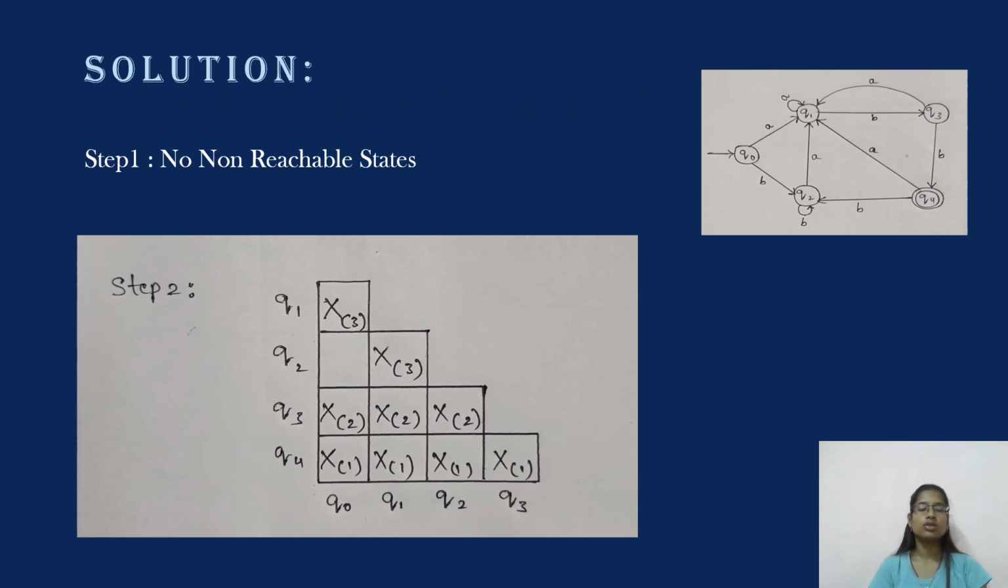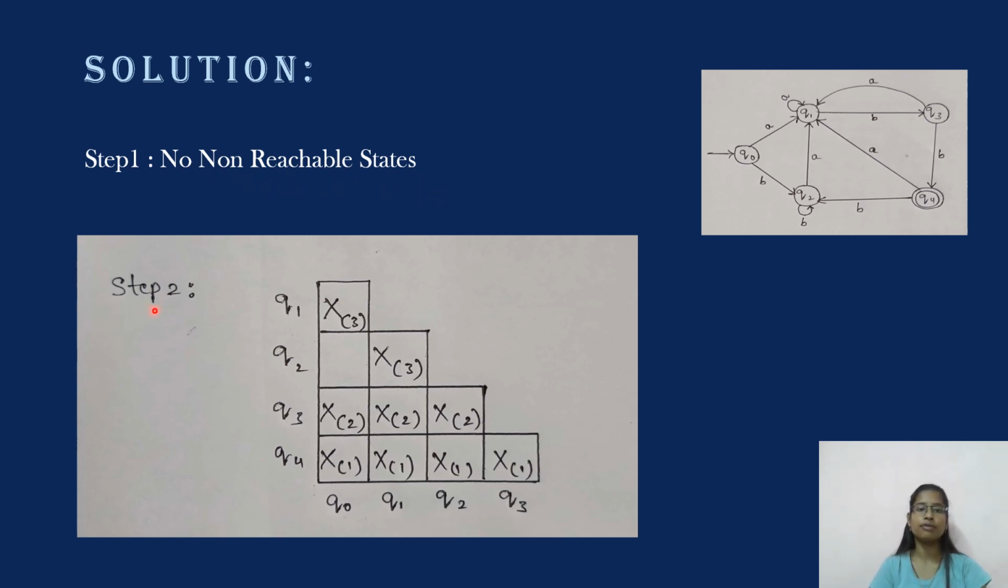So, as we saw, there are 5 steps. The first step was to remove the non-reachable states. From Q0 we can directly reach Q1 and Q2. Q3 can be reached by going to Q1, and Q4 can be reached by going to Q1, Q3 and then Q4. So no states are non-reachable, all can be reached. Step 1: there are no non-reachable states present in this DFA.